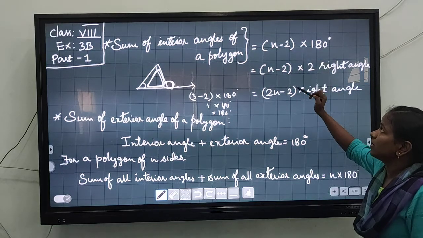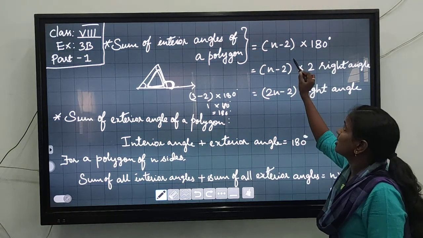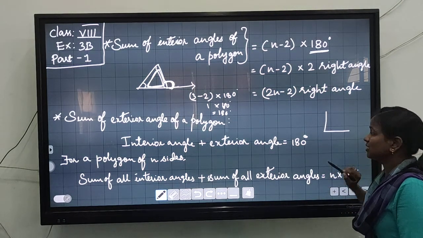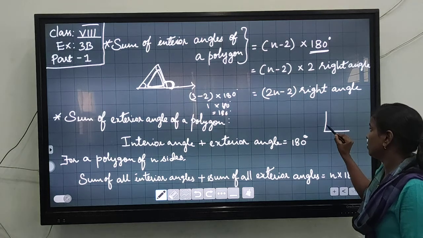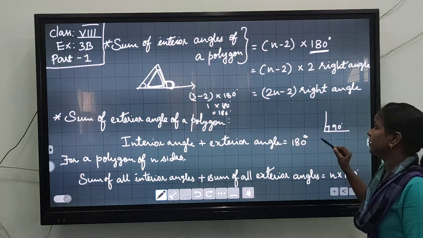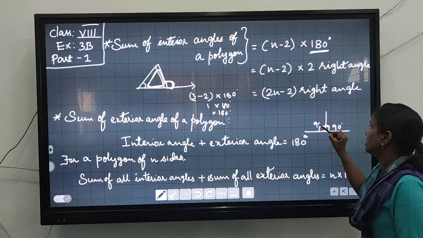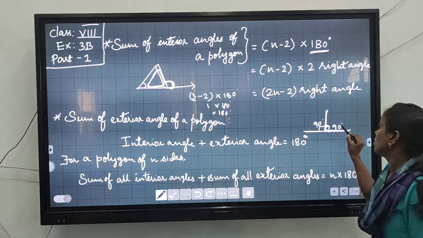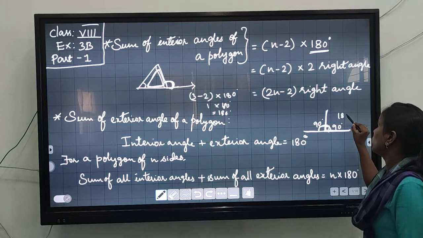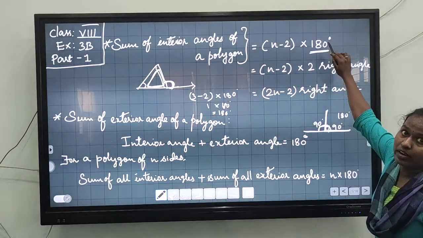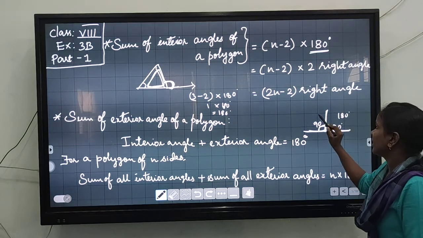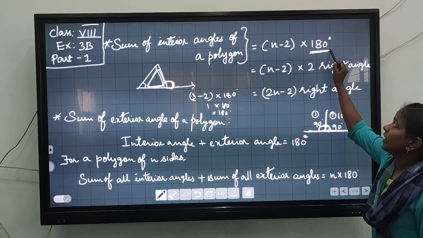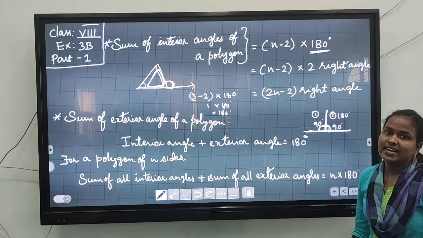See, this same formula I am writing in a different method. So (n minus 2) multiplied by 180 degrees. 180 degrees is two right angles. This is one right angle, and one right angle can be written as 90 degrees. If I draw here also, this is one right angle, this is one right angle. So altogether it is 180 degrees. So instead of writing 180 degrees, I can write 2 right angles.